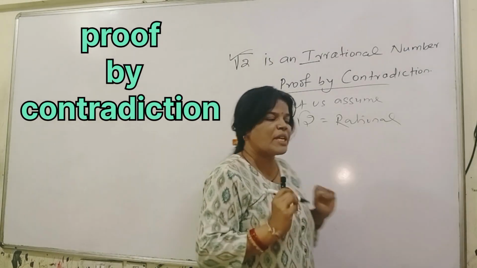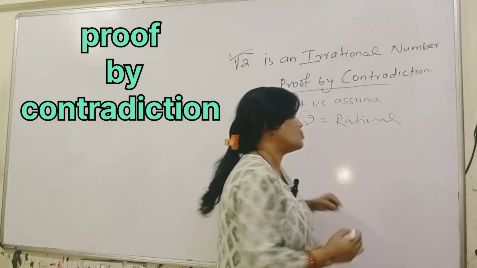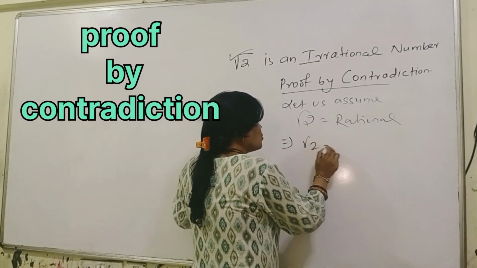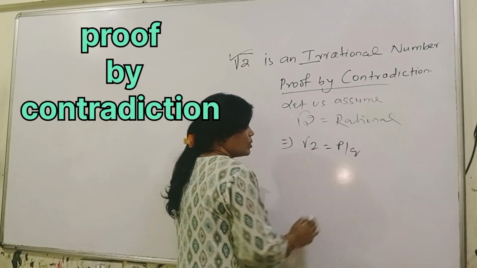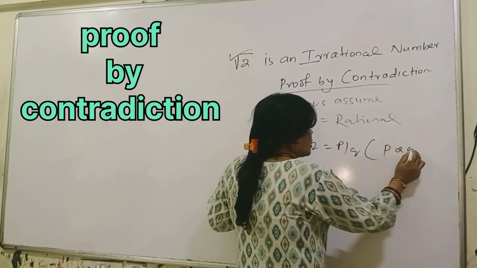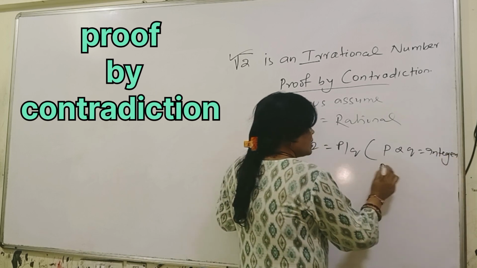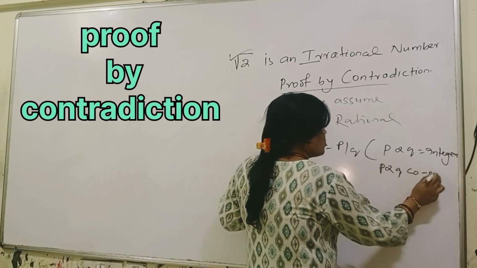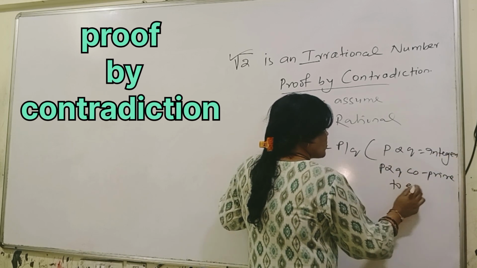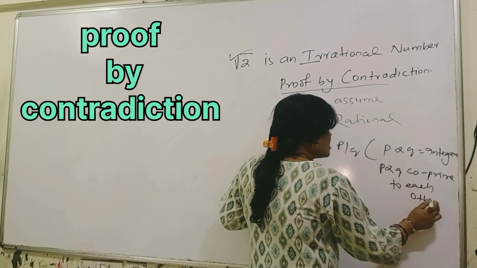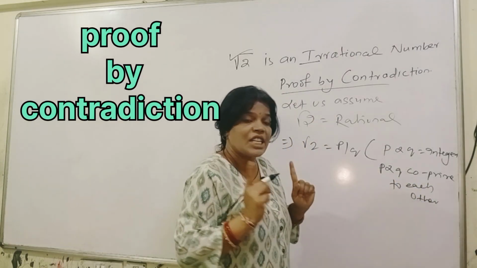Every rational number can be represented in the form of P upon Q. Therefore, root 2 is equal to P upon Q, where P and Q both are integers and P and Q are co-prime to each other. Co-prime means they have only one factor, that is 1.